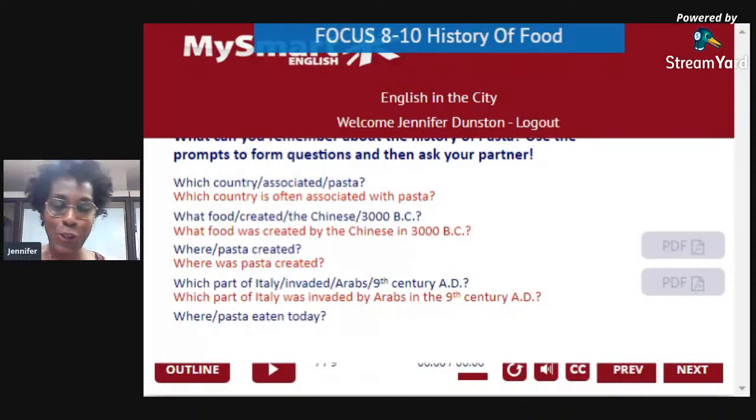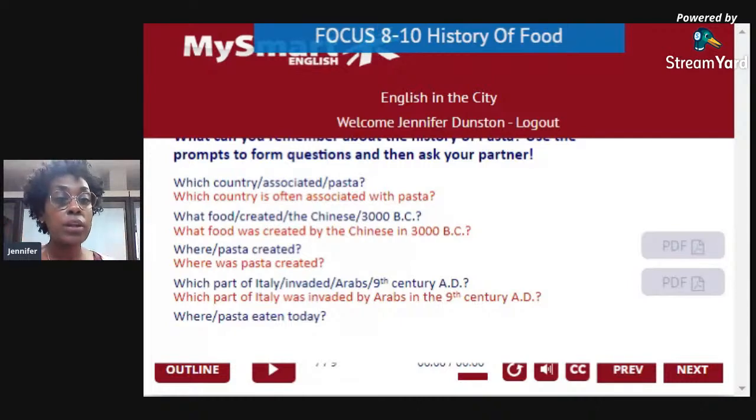If you can, here's another little challenge for you. Put your answer also in the passive. So you can answer the question, which part of Italy was invaded by the Arabs in the 9th century AD? Sicily was invaded by the Arabs in the 9th century AD. Very good, Teresa. Sicily was invaded. And here we have Sicily. Thank you, Giacomo. You too. Sicily was invaded by the Arabs. And here we have our passive answer to our passive question. Sicily was invaded by the Arabs.